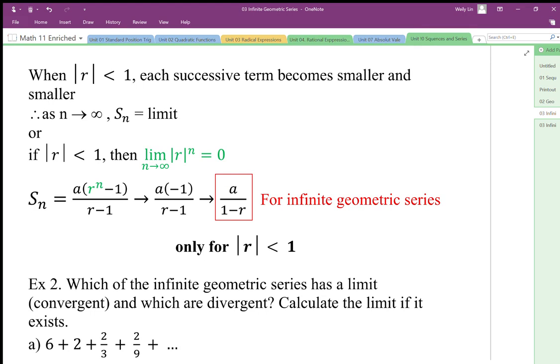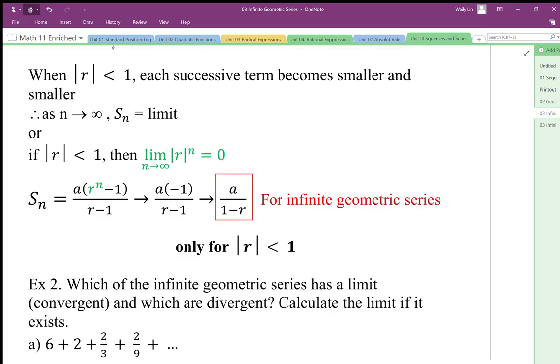So if this portion of my formula tends to 0 as n goes to infinity, we're going to end up with a, it's just going to disappear. It's going to become a times negative 1. And if we rearrange that, if I just flip the denominator around, I can get rid of that negative. I end up with a over 1 minus r. And only for absolute value of r less than 1, we can just use this for an infinite geometric series.